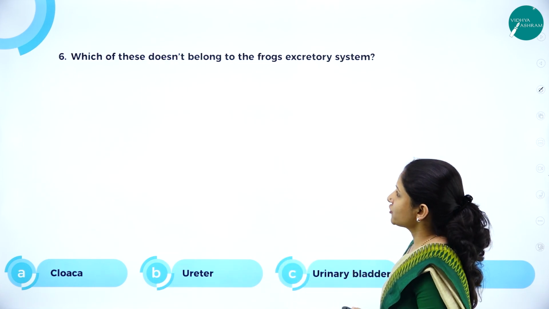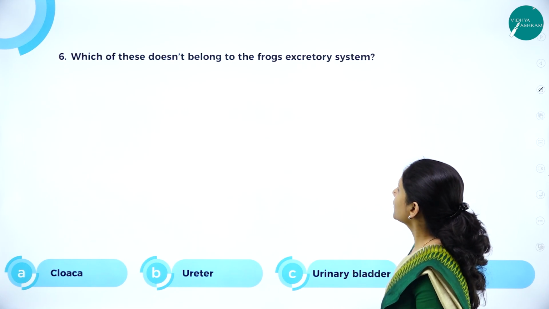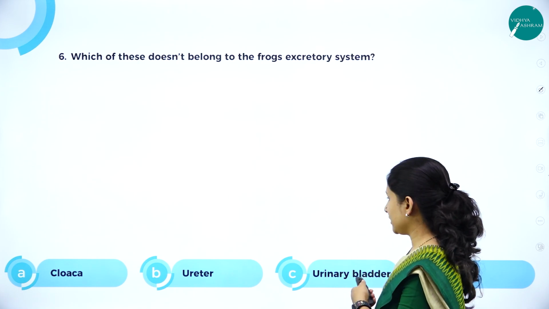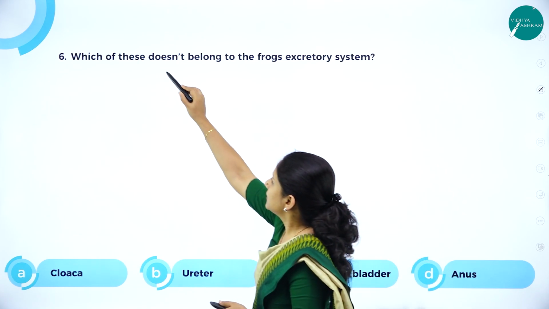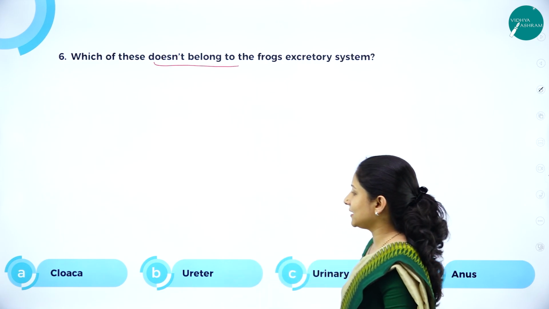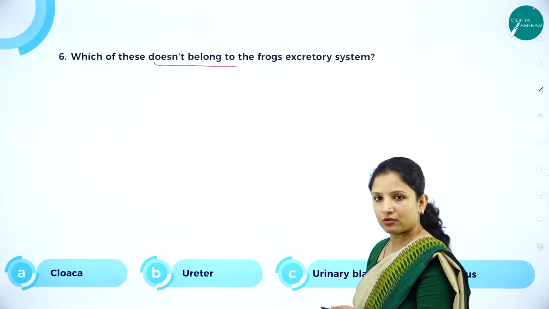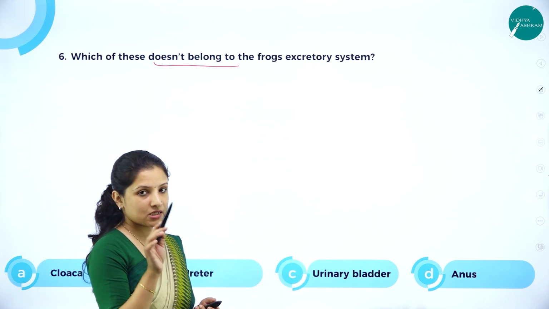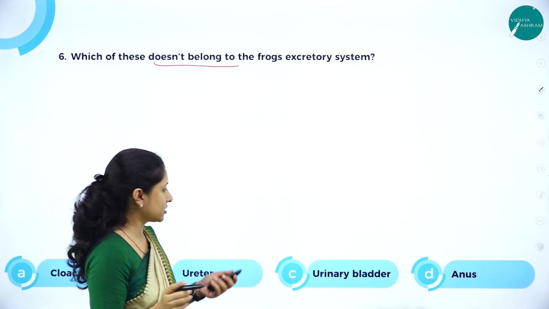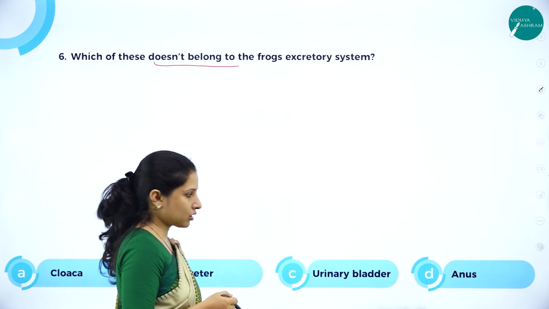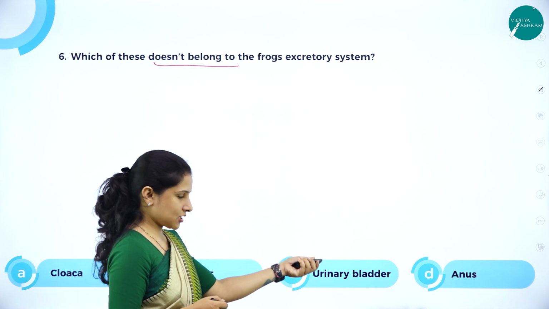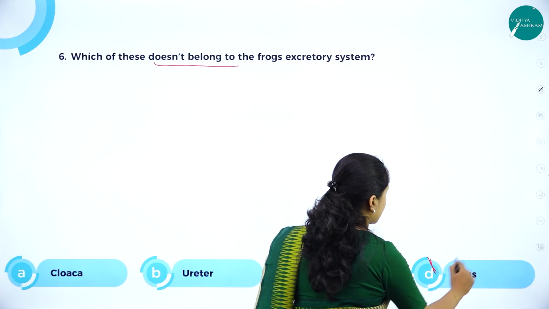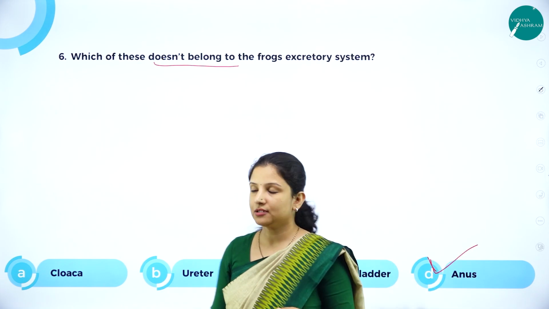Next question. Which of these doesn't belong to the frog's excretory system? Cloaca, ureter, urinary bladder, anus. So cloaca belongs to the frog's excretory system. Ureter also, because the kidney has two tube-like structures called ureters, which are connected to the cloaca, and that is connected to the urinary bladder. So anus has nothing to do with it because frogs do not have an anus. So option D is the correct answer here.